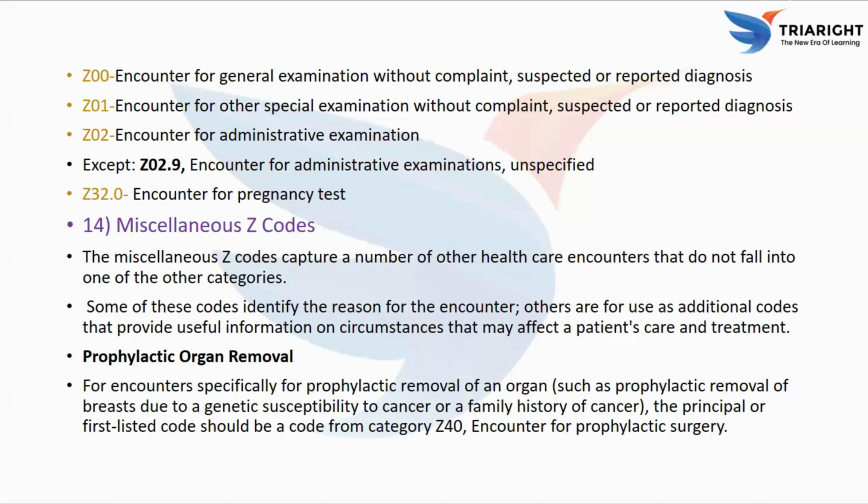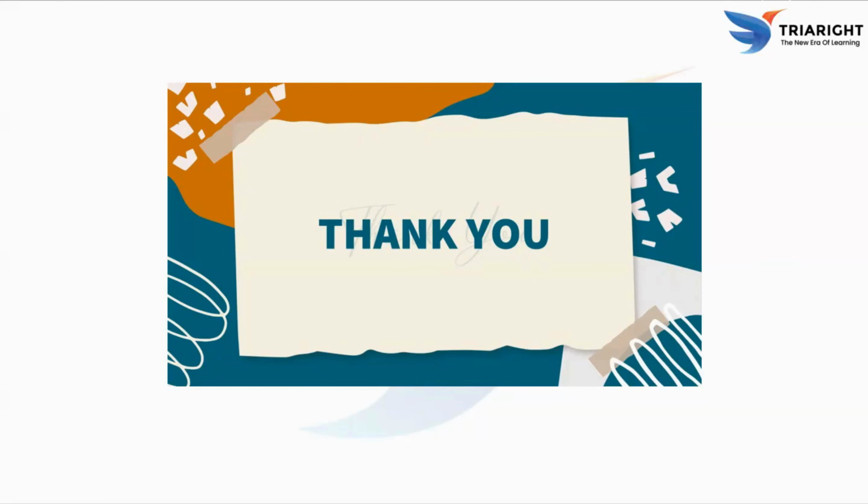So what is the coding rule over here? For prophylactic organ removal, the principal or first listed diagnosis code must be from the Z40 category, encounter for prophylactic surgery. In this way, you have to assign the codes for miscellaneous Z codes and prophylactic organ removal. So this is for today's session.